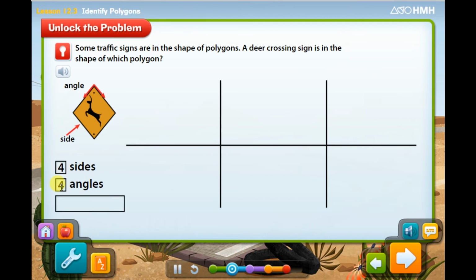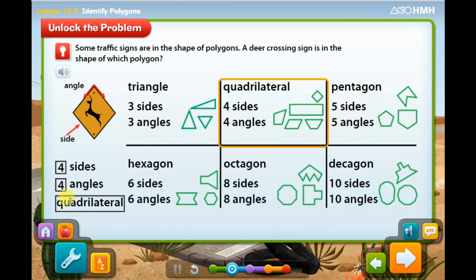As I said, the sign is in the shape of which type of polygon? Is it a triangle, like 3 and 3, or a quadrilateral, meaning quad means 4, lateral means sides? So it is a quadrilateral shape. A polygon with 4 sides and 4 angles is a quadrilateral. So the sign is in the shape of a quadrilateral.